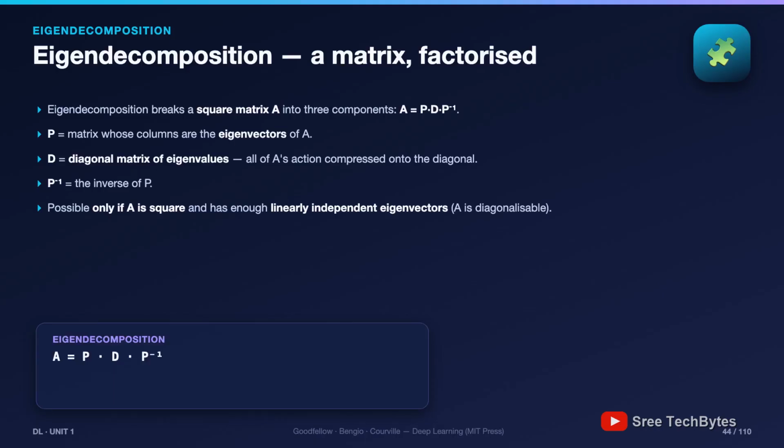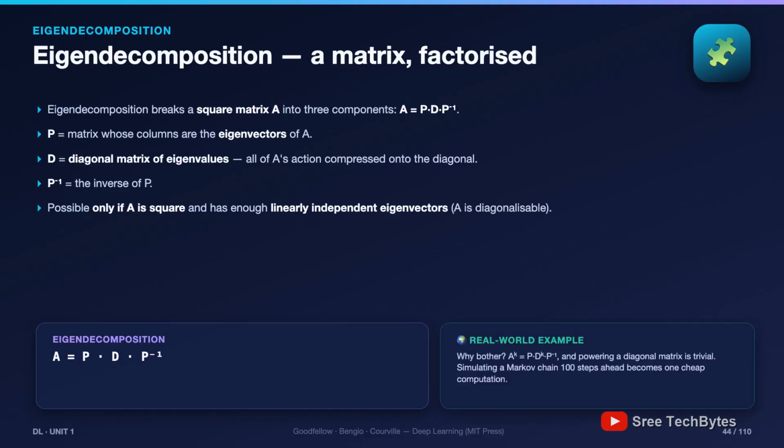And why bother? Try computing A to the power 100 directly. Brutal. But P D to the 100 P inverse? Powering a diagonal matrix is trivial. That's how Markov chain simulations leap 100 steps in one bound.